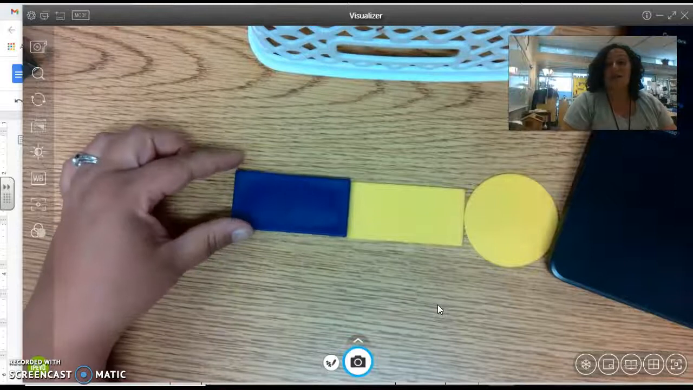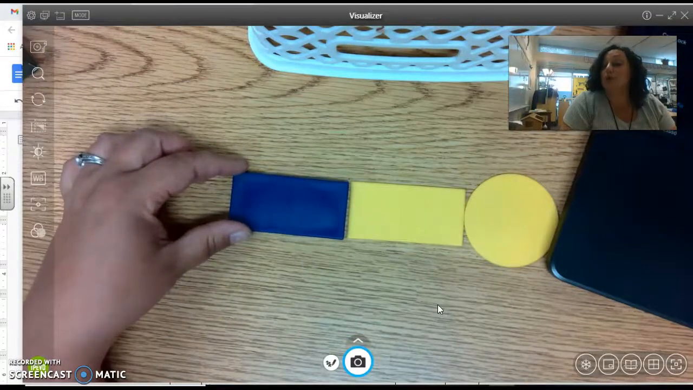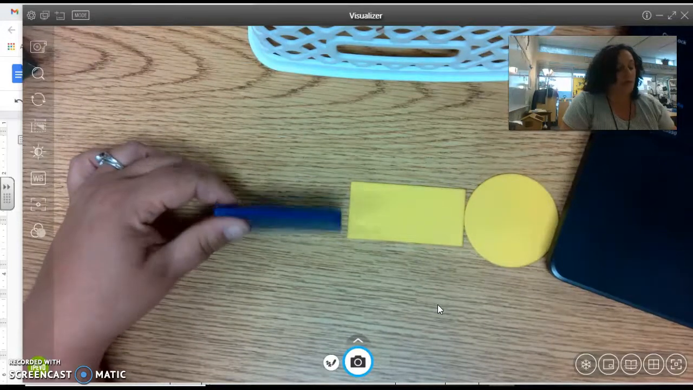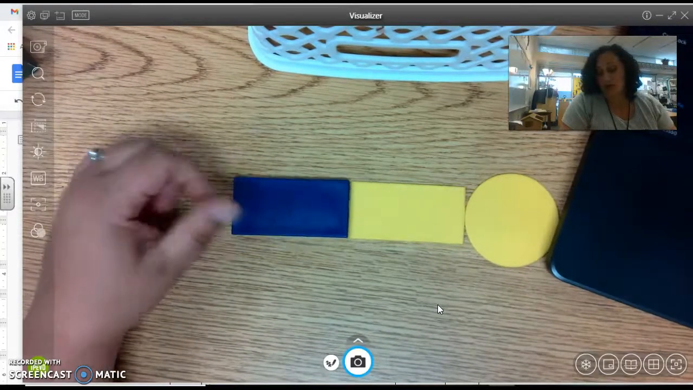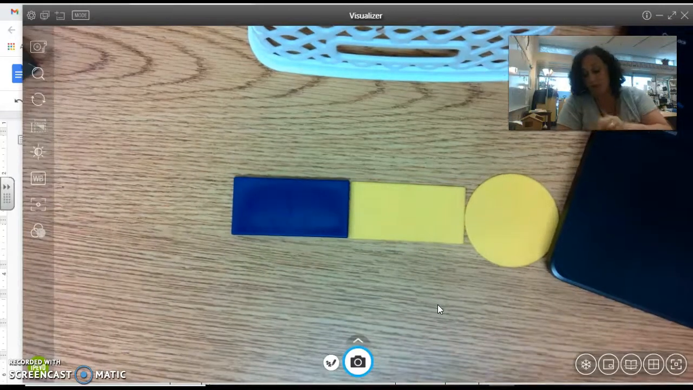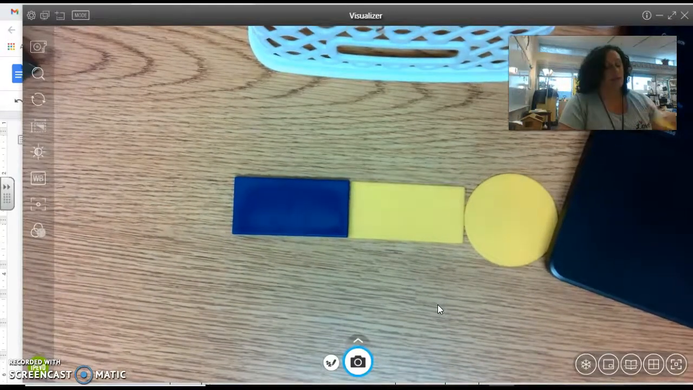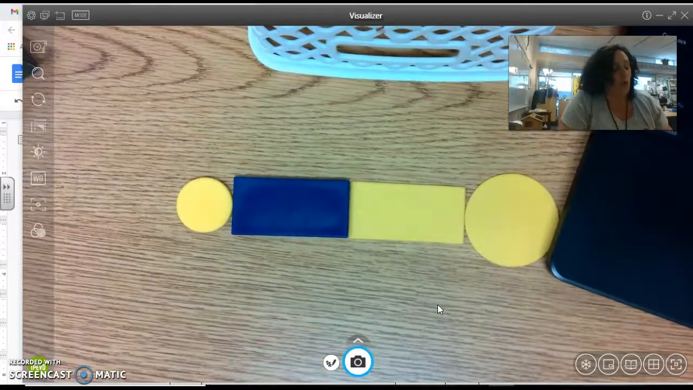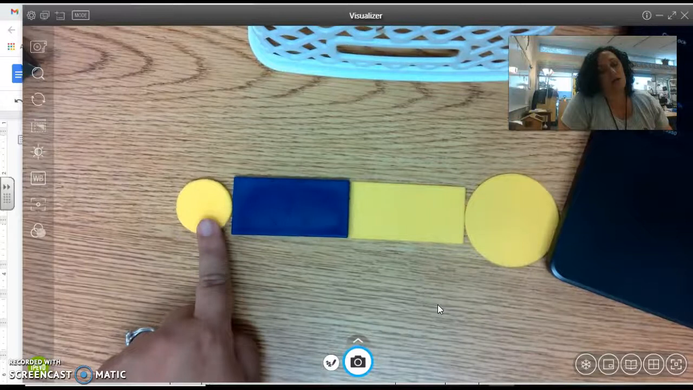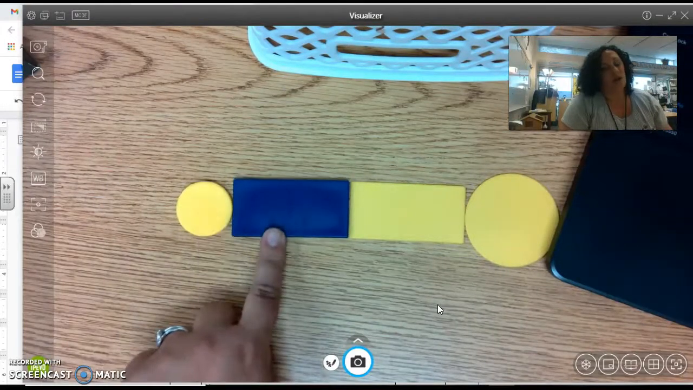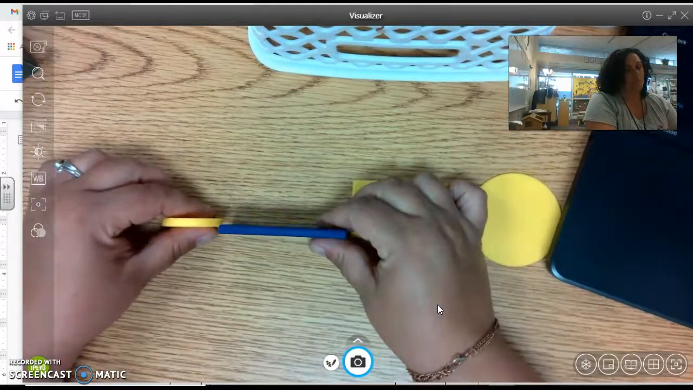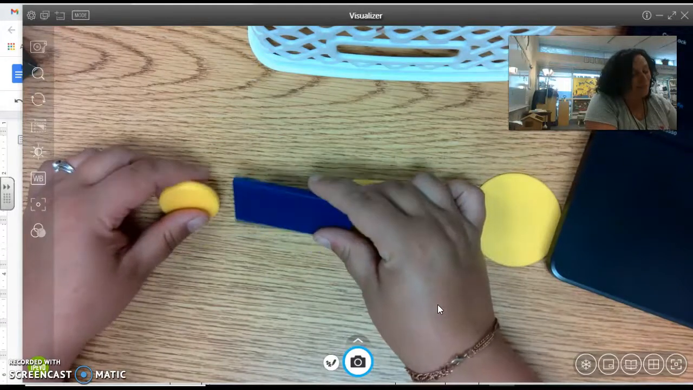Let's look at this block. It's a rectangle. It's a blue rectangle, and it's a little thick, isn't it? All right, here we go. Are you ready for my block? My block that matches is this one. Ooh, how does this block match this block? And I'm going to hold them like this. They're both thick. That's right, they're both thick.